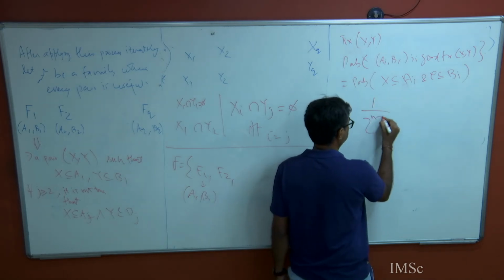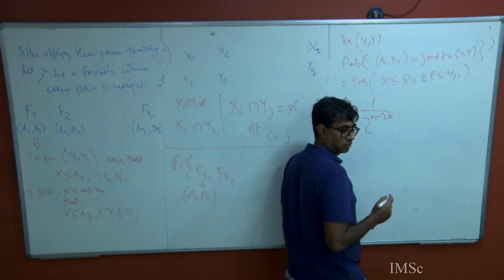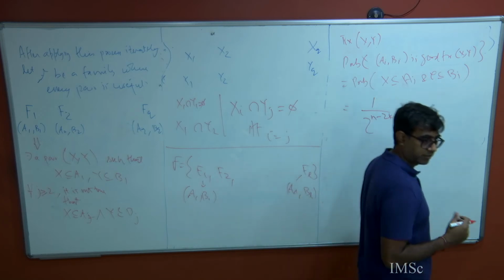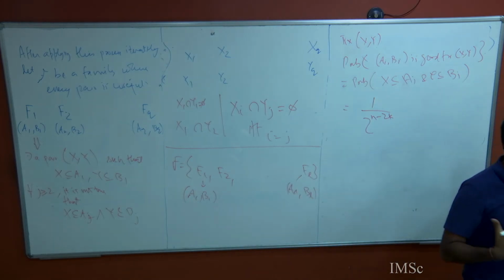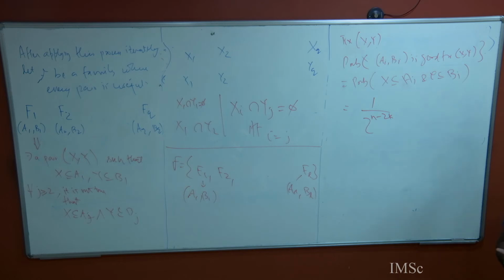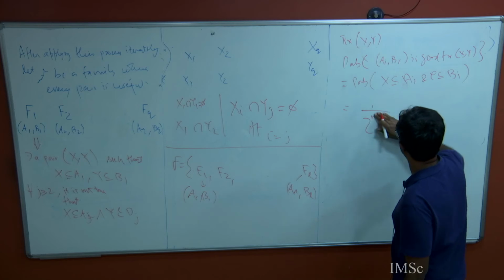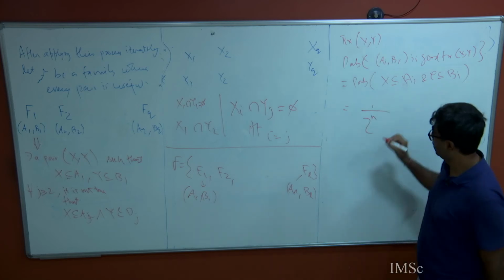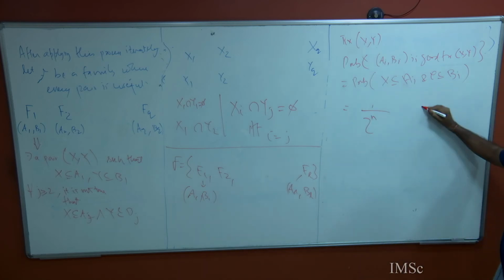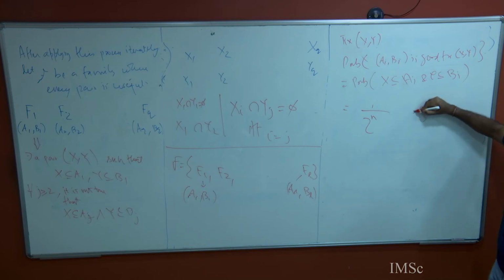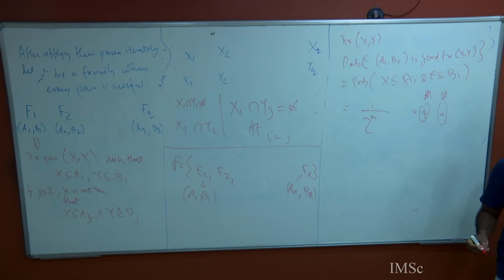There are 2 power n partitions. How many of them are good partitions? You fix x here, you fix y here, and for the remaining elements you have 2 choices each, right?